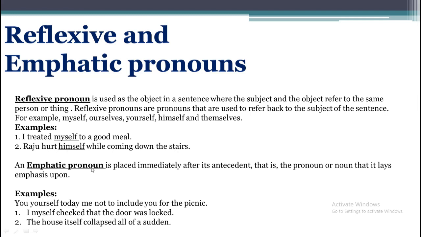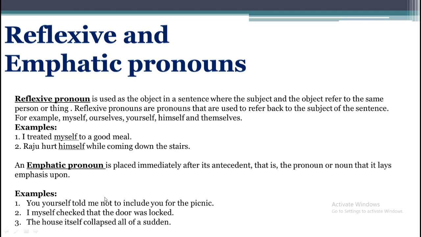Now let's see what emphatic pronouns are. Emphatic pronoun is placed immediately after its antecedent. Antecedent is the word which is coming before it, that is the pronoun or the noun that it lays emphasis upon. Basically, reflexive and emphatic pronoun are both used to lay stress or to put emphasis on the subject. But in the reflexive pronoun, the subject and the object are the same, whereas in emphatic pronoun, it's not necessary that the word myself should be a subject or an object. It can come right next to the pronoun.